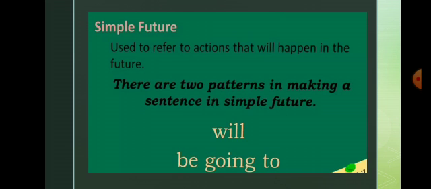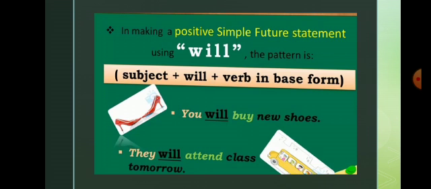Already I told you there are two ways, will or shall. Shall can be used for advice, and for asking questions you can use shall. Will can be used for a promise, and in a simple sentence you can use will. In making a positive simple future statement using will, the pattern is subject plus will plus verb. That is, you will buy new shoes. They will attend class tomorrow. Like that you can use will. I and we also can use will if it is compulsory.